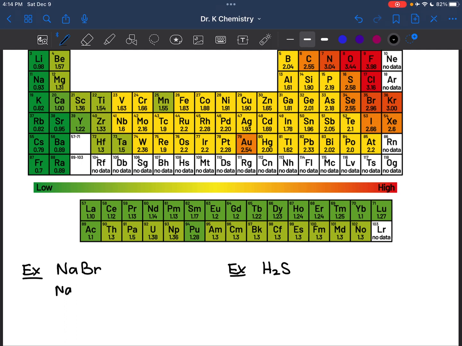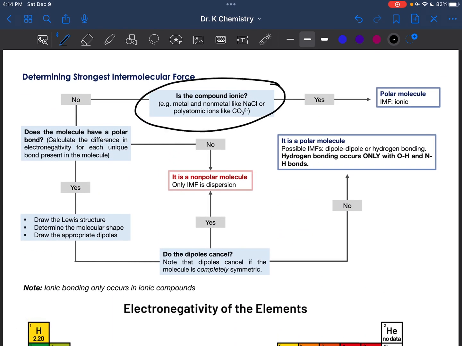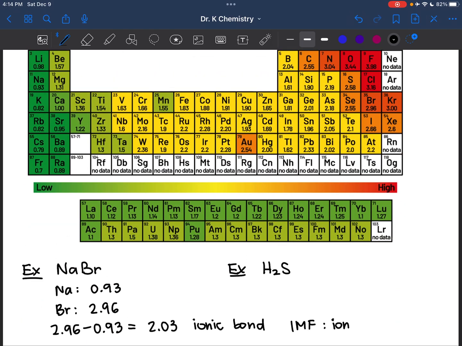Looking at the electronegativity chart, sodium is 0.93. Bromine is 2.96. We subtract those two values to determine the electronegativity difference, and it is 2.03. That is a really, really huge number, and that is definitely an ionic bond. Looking at that chart, we determine that if a compound is ionic, immediately we know its intermolecular force is ionic bonding. We don't have to think about it any past that. As soon as we know it's ionic, it has ionic bonding, and we can leave it at that.